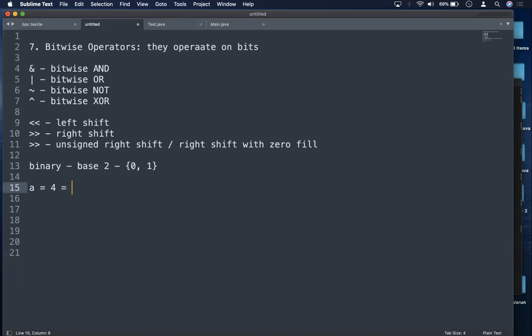2 to the power 2 is 4, right? Only 2 power 2 is set. So now I am representing it like this. With the 4 bits, I am representing 0, 1, 0, 0, because only 2 power 2 is set.